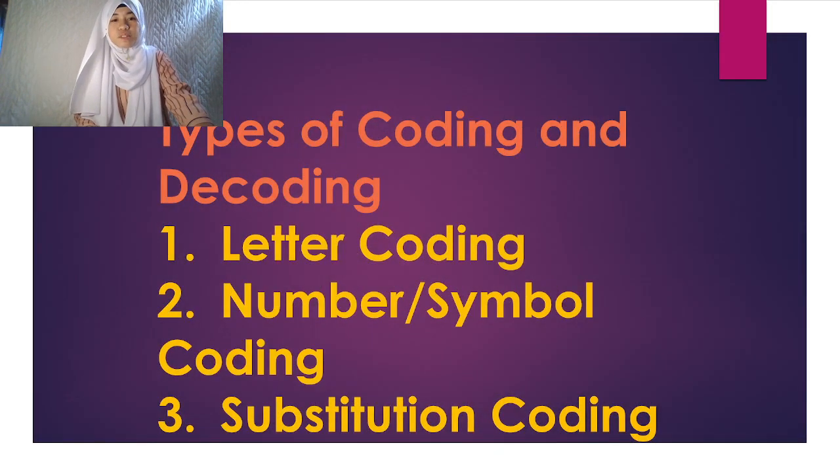So we have the types of coding and decoding. We have three types. First, we have letter coding. Second, number or symbol coding. The third is substitution coding.